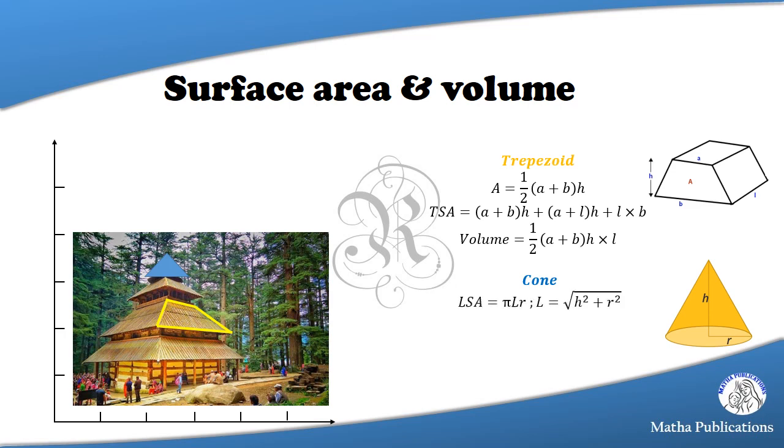The lateral surface area of a cone is given by pi L R, where L is the slanting height. Therefore, its total surface area will be pi r square plus pi L R. The volume of a cone is given by 1 by 3 pi r squared H. During the calculation of surface area, make sure that you consider only the portions which are exposed. The hidden portion of the geometrical shape should be ignored.